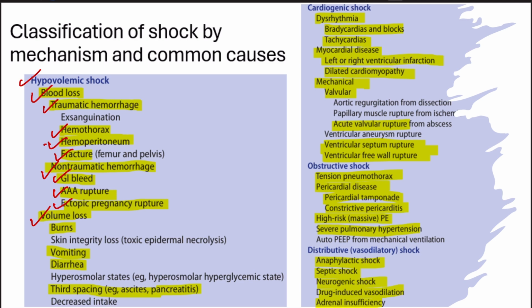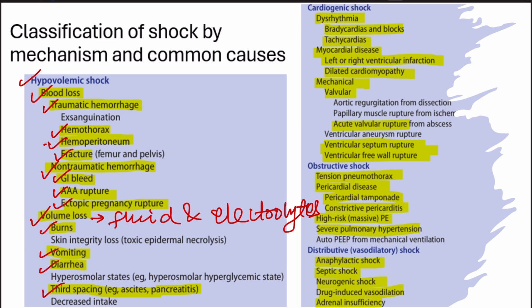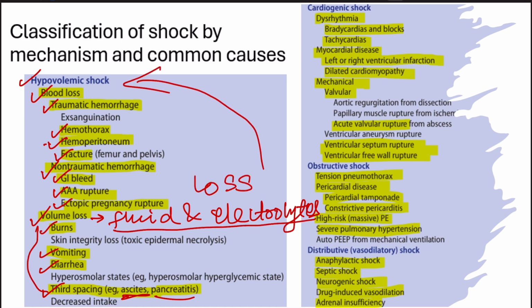Then volume loss, that is the loss of fluid and electrolytes. In that case, what are the reasons? First we have burns, then vomiting, then diarrhea, then third spacing, that is basically ascites and pancreatitis. So in these cases, we will get loss of fluid and electrolytes, and that will also lead to hypovolemic shock. So these are the common causes of hypovolemic shock.